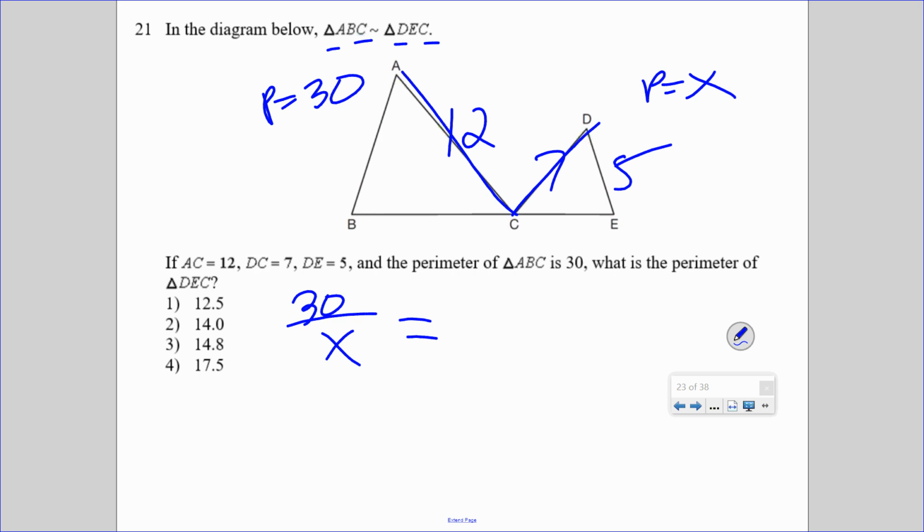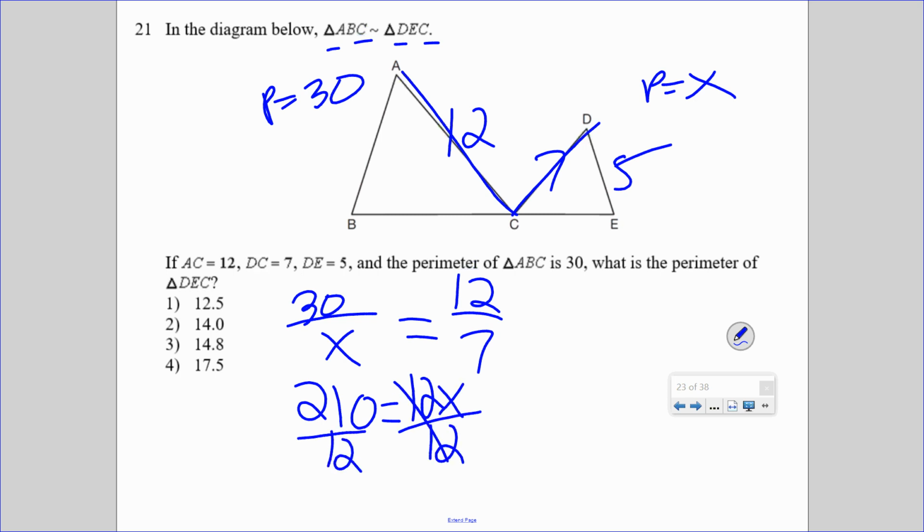So I'm going to put, because I put the 30 on top, I have to put the 12 on top over 7. Cross multiply and solve. 210 equals 12x. Divide by 12. X equals, I'm getting my calculator for this one. 210 divided by 12 is 17.5. Moving on.